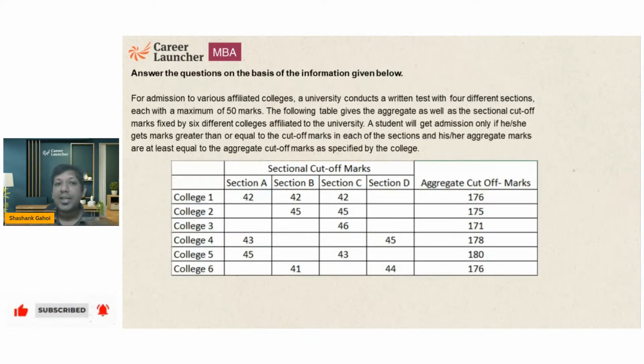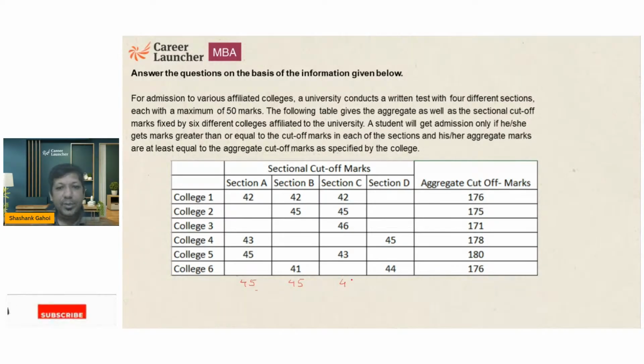So Bhama is getting called from every college. So if Bhama is getting called from every college, it means in section A, Bhama needs to get at least 45 marks जिससे उसके सारे कट ऑफ निकल जाए. If I am going to look for section B, again उसका 45 marks so that उसके सारे sectional कट ऑफ निकल जाए.